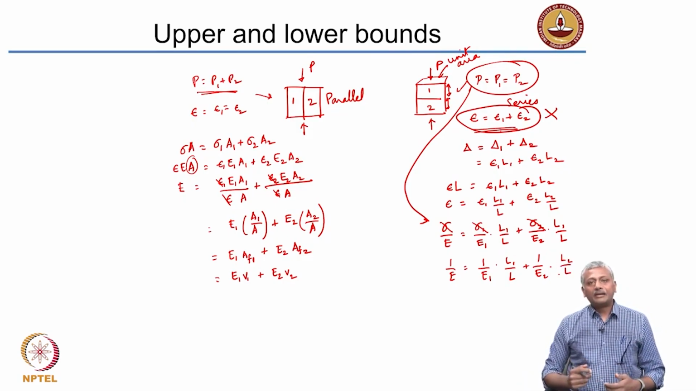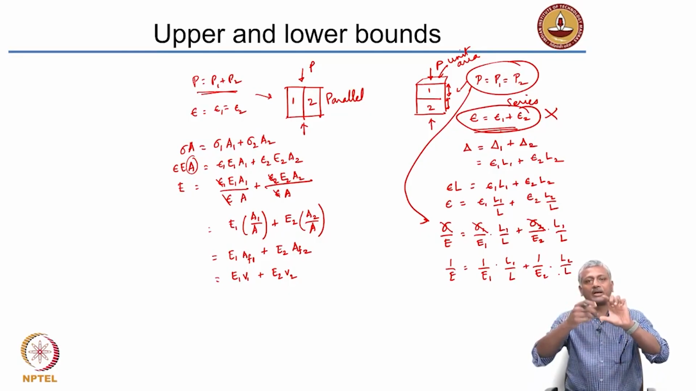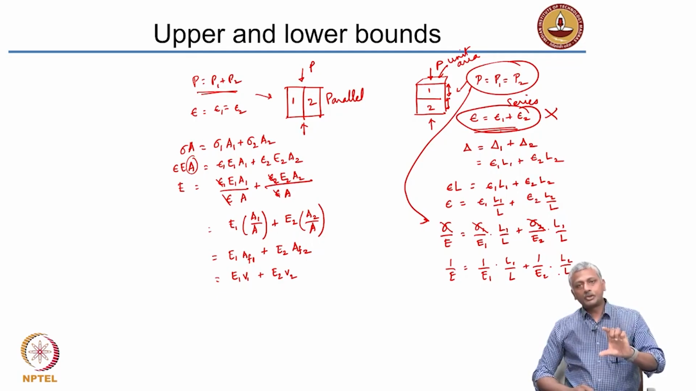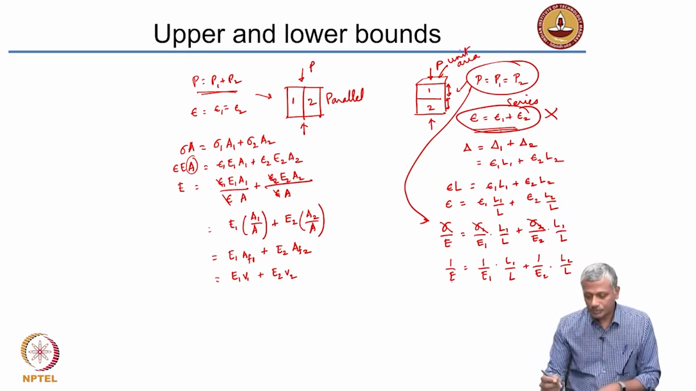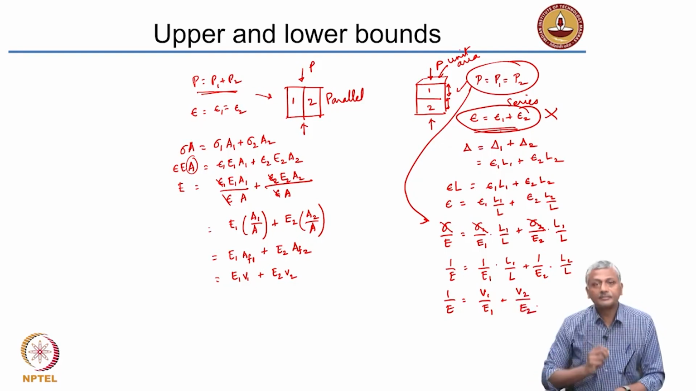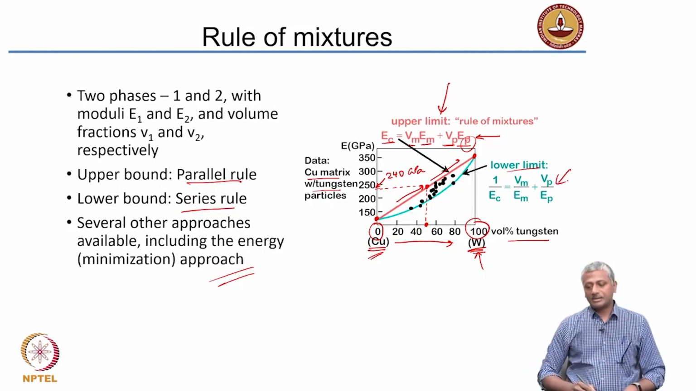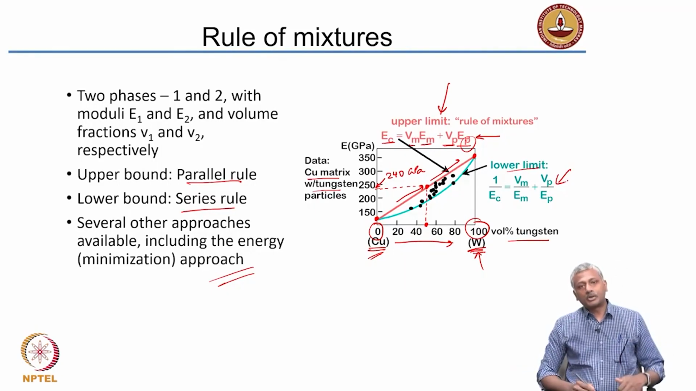Right, now this L1 by L and L2 by L are nothing but the same as the volume fractions of phases 1 and 2, because you take L1 and multiply that by the unit area, you get the volume of 1. Take L2 and multiply by the unit area, you get the volume of 2. So 1 by E here becomes V1 over E1 plus V2 over E2. Okay, and that's exactly what the lower limit has been defined as. That's 1 over the composite modulus is equal to the volume fraction of the first phase divided by the modulus of the first phase plus the volume fraction of the second phase divided by the modulus of the second phase.